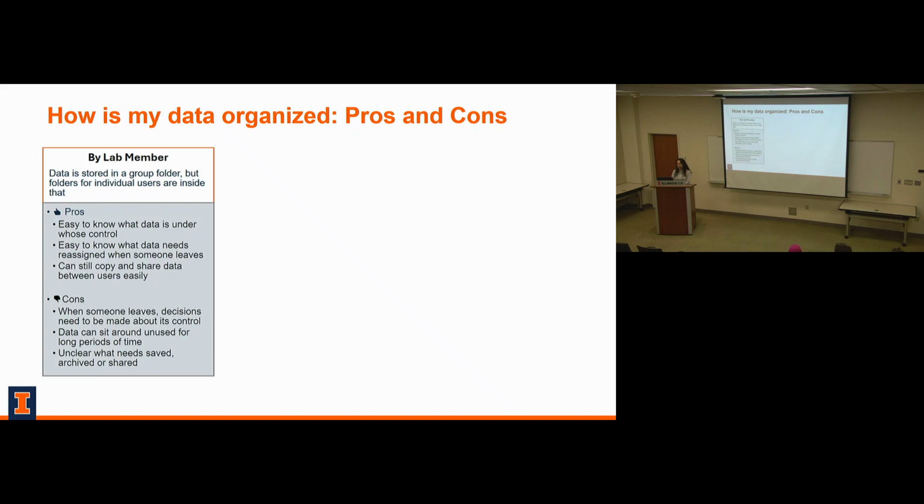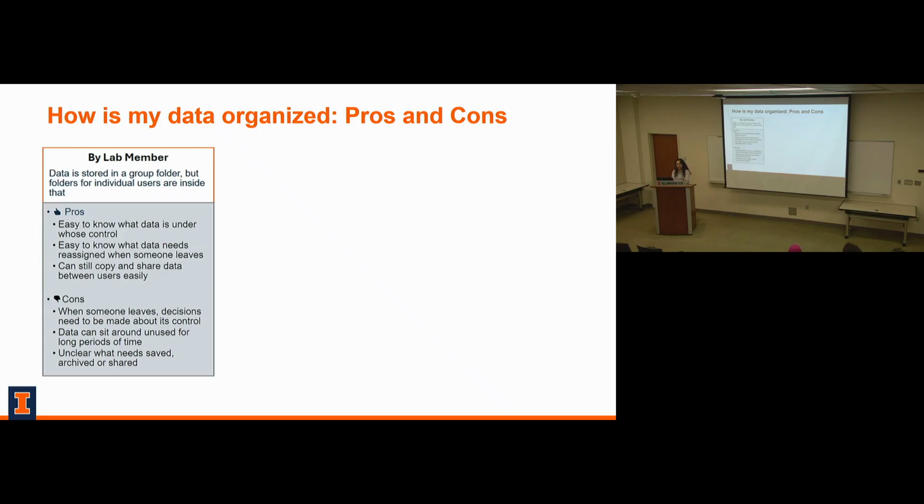So by lab member, it's easy to know what data is under whose control because it's ordered by the name of the folder. And it's easy to know what data needs to be reassigned when someone leaves the lab. And you can still copy and share data between users easily because it's under the same group folder.